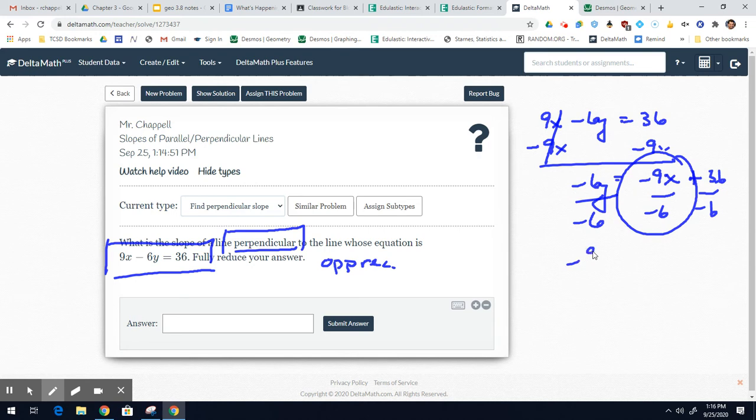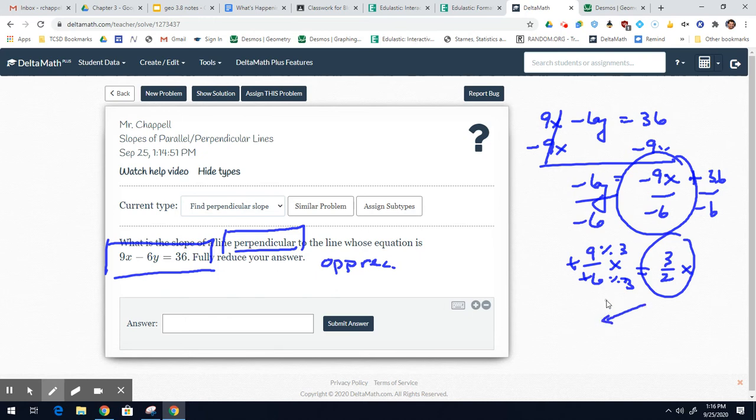So negative 9 over negative 6x. So first of all, a negative over negative is a positive. And now, if you divide 9 by 6, you get, I think, 1.5. That's not good enough. It has to be a simplified fraction. So 9 and 6 are both divisible by 3. So when you divide both by 3, that gives you 3 halves x. There's your slope of this line, 3 halves.